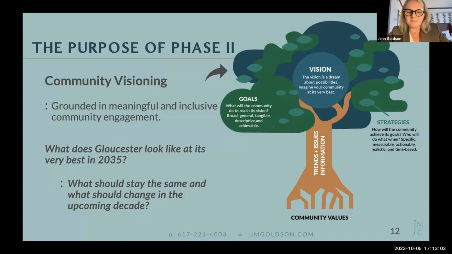And that goes beyond having in-person engagement. So I'm going to talk about all the different ways that you can reach out to the community. And a big push will happen over the next few months. And that's really the start of creating this vision. What does this canopy look like for Gloucester? What is the next decade? What do you hope it will bring? What should stay the same and what should change?